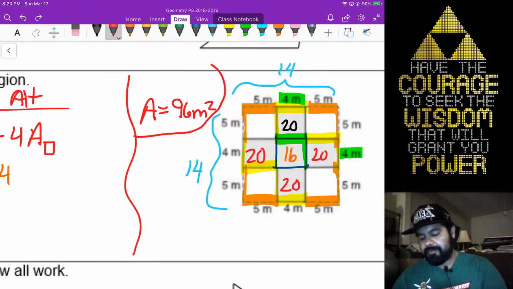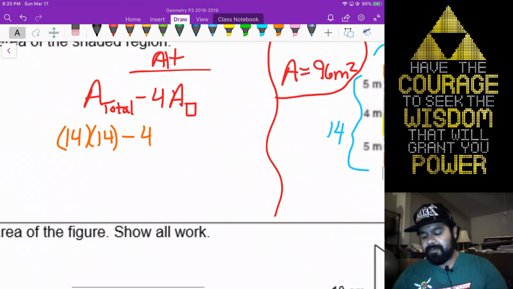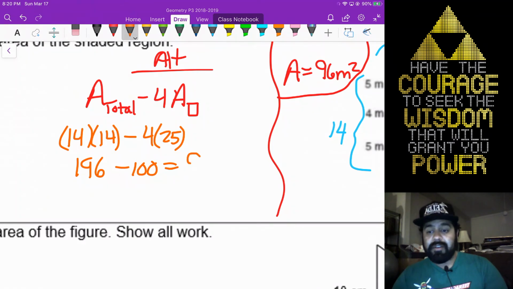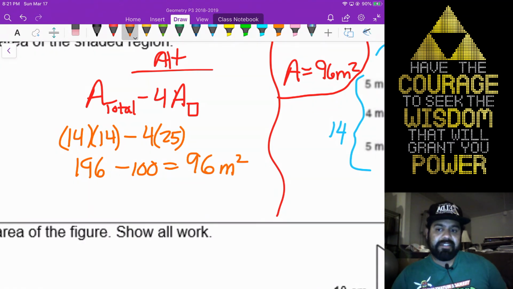25, 25. So what I could do is I could say my total area of 14 squared minus 4 times 25. So 196 minus 100. And you're going to notice we get the same answer. As you should. We didn't change the area, we just looked at it from a different perspective.